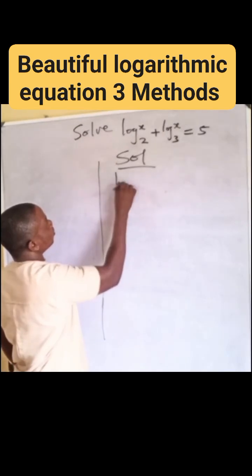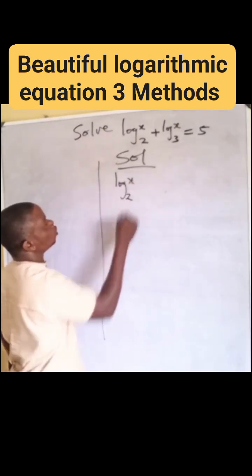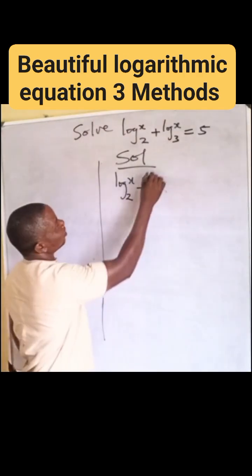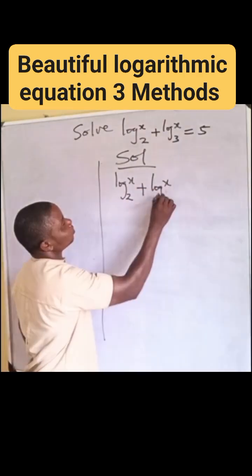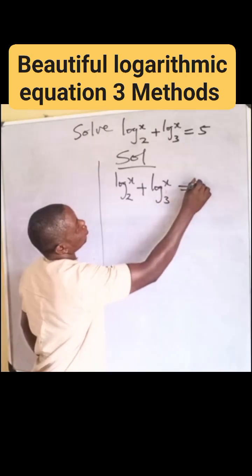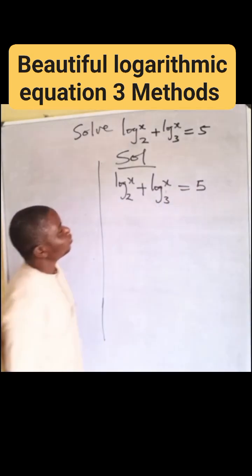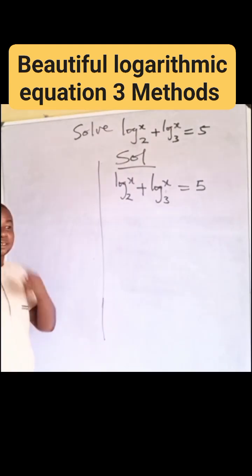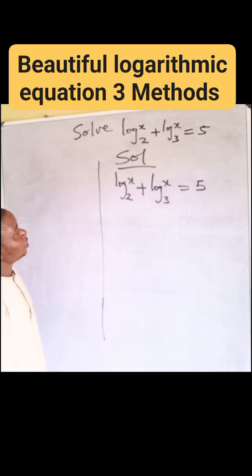We have log x base 2 plus log x base 3 is equal to 5. So we are going to apply change of base here.